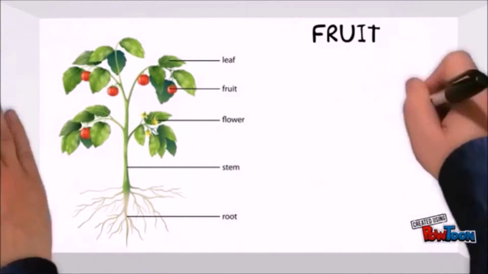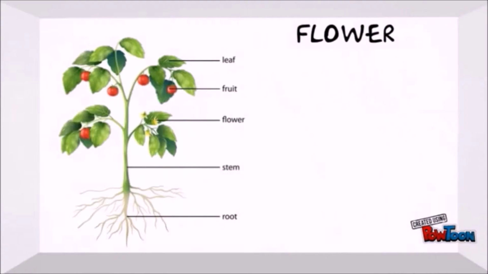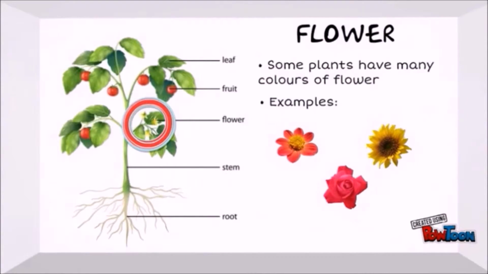The second part is the fruit. Fruit is a fleshy structure that contains seed. It tastes sweet and can be eaten raw, for example, grapes, apples, and durian. So the next part of the plant is the flower. Some plants have many colors of flower.